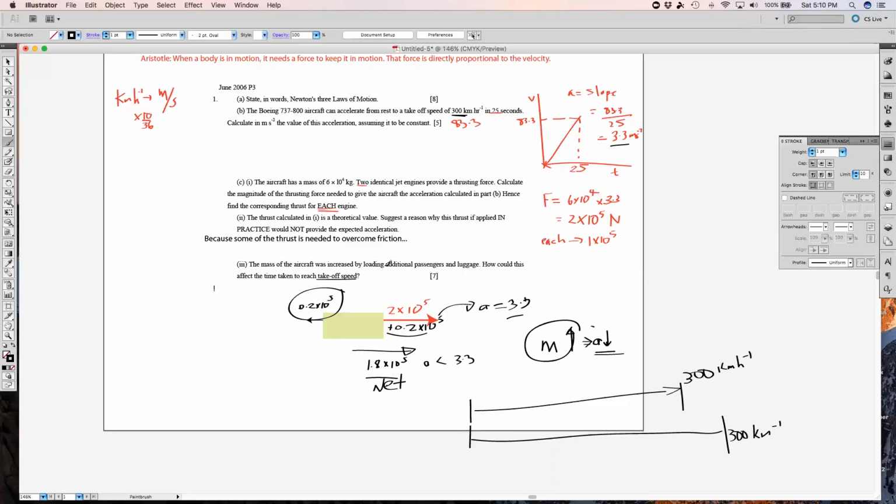The mass of the aircraft was increased. How would this affect the time taken to reach takeoff speed? So if you are actually going to be traveling a greater distance, you're going to need a greater distance to reach the takeoff speed. The time would be greater. So that's the answer to the last one. The time, in fact, would be greater.